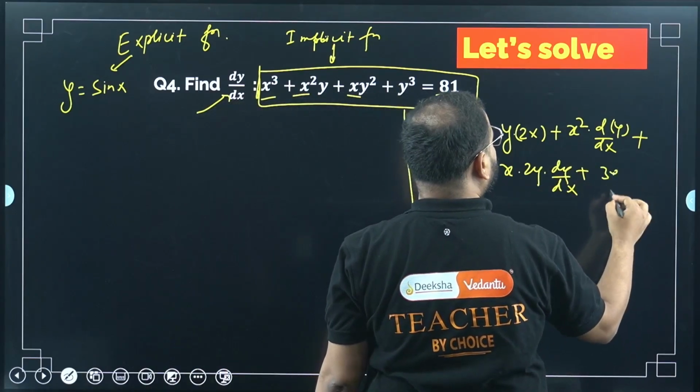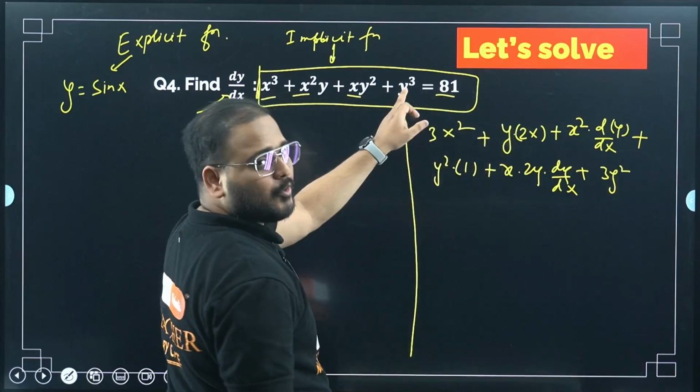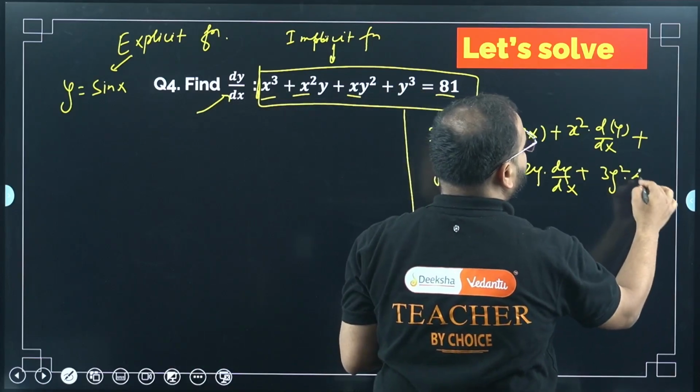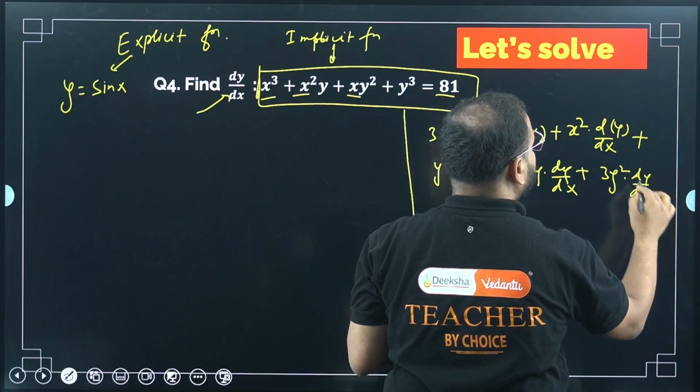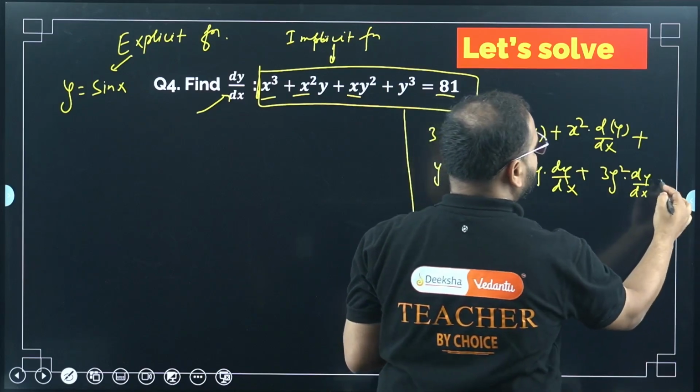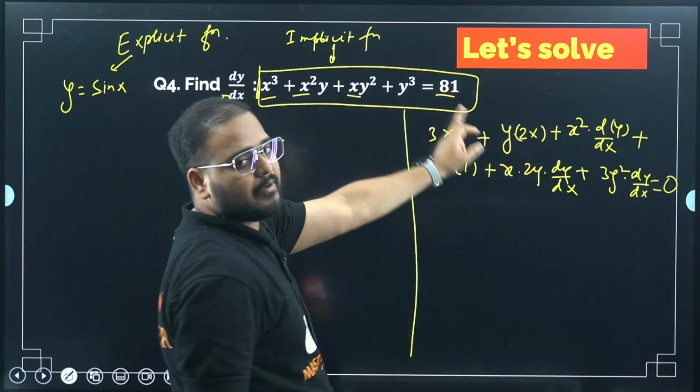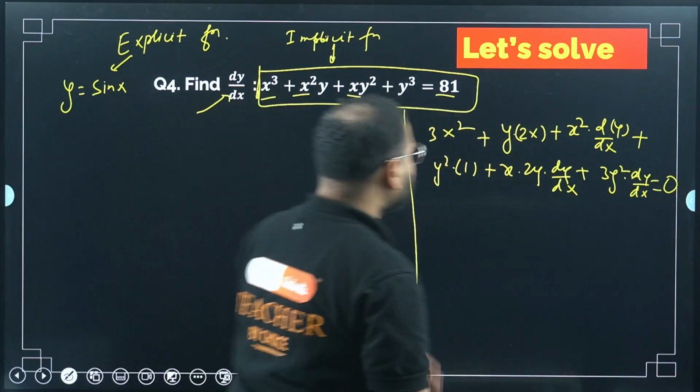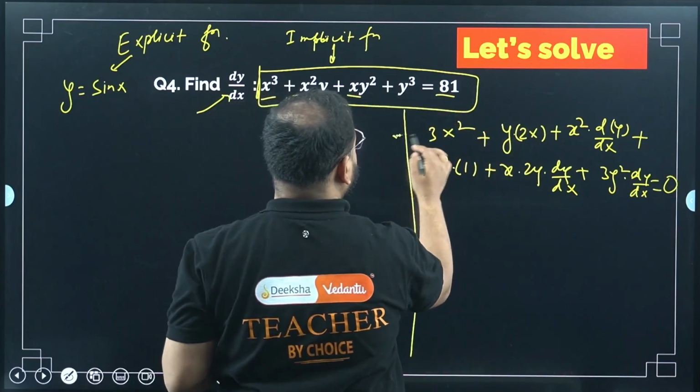Simply 3y square. Is there x here? No, we have to apply the chain rule. So dy by dx. And what about the RHS part? 0, sir. It's a constant. 81 is a constant, so it is equal to 0. Now please simplify this. This is my first step.